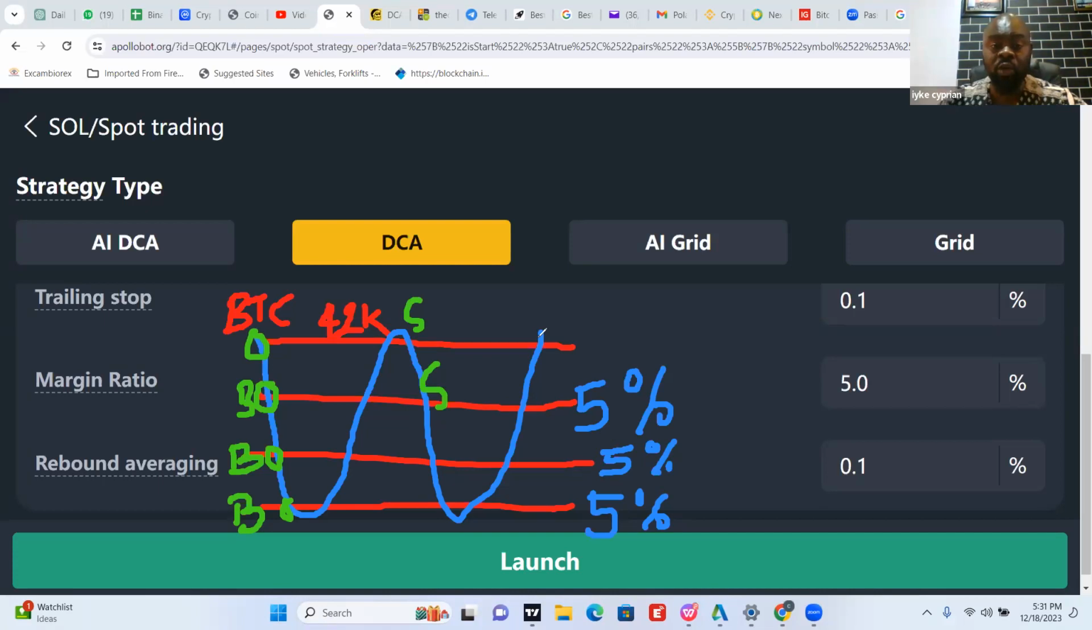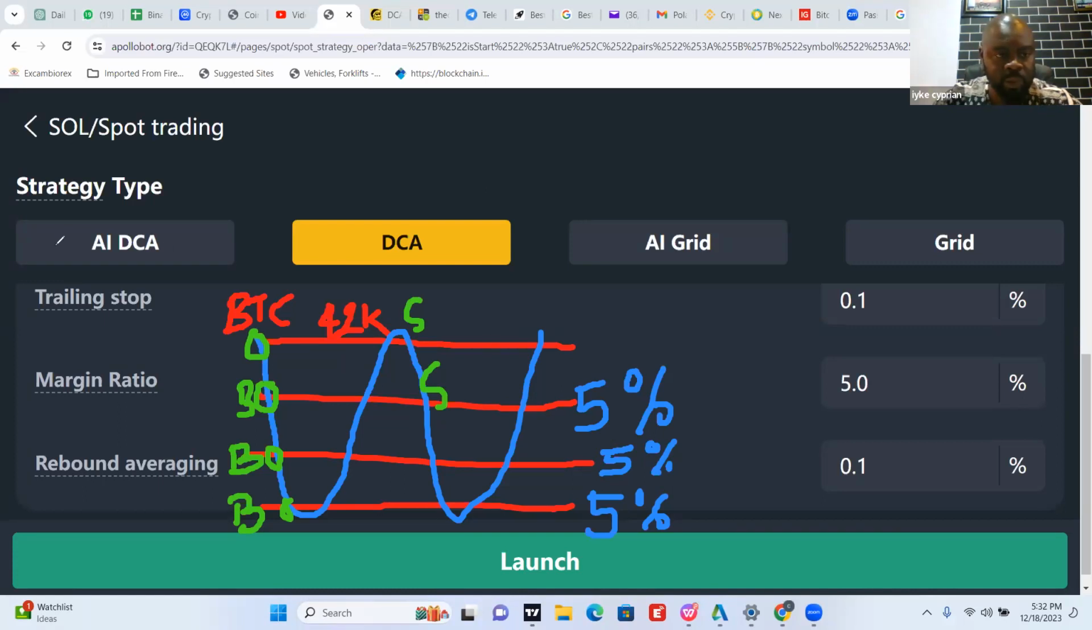So buying low and selling high, that's what the robot does. It buys Bitcoin at $41,000 and sells it at $41,500, depending on the percentage you want. So you could set up your percentage and make the robot work for you. Okay, so that's on this here.